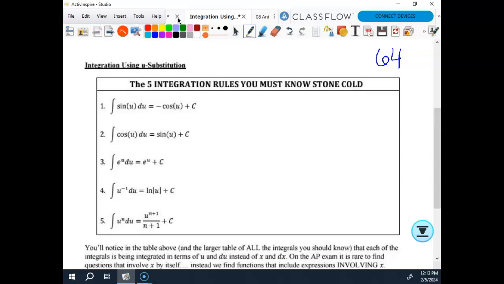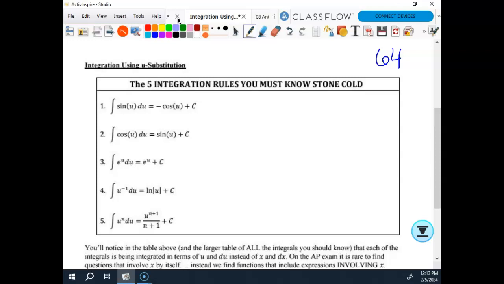Which, let's think about it. Do you know what's the derivative of sine? Cosine. What's the derivative of cosine? Negative sine. Okay, so you really do know this first one. We'll talk about it a little bit more in a minute. That means you also know the second one. What's the derivative of e to the x? E to the x, so you know number 3.